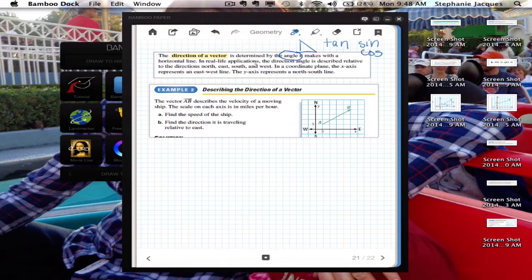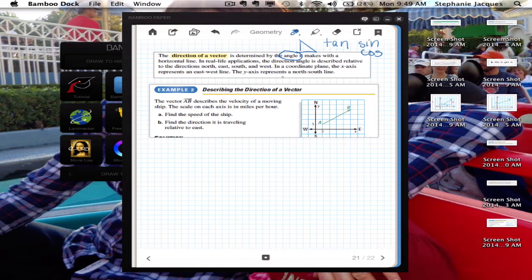In real life applications, the direction angle is described relative to the directions north, east, south, and west. So if you were on a ship and you were trying to find that, because they use vectors, you would talk about north, east, south, and west. In a coordinate plane, the x-axis represents an east-west line. So down here on my x-axis, I have my east and my west, and then I have my north and my south.